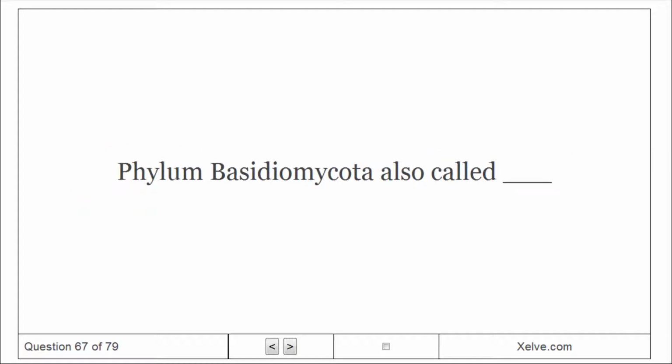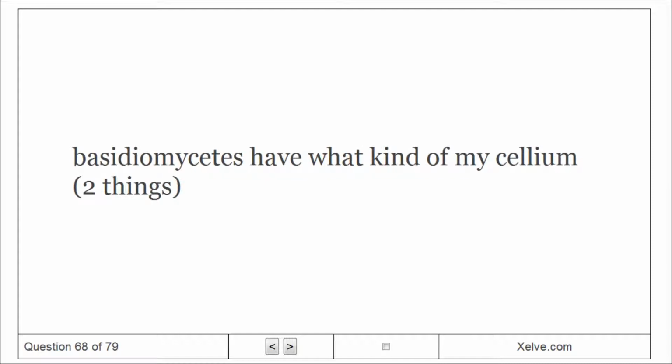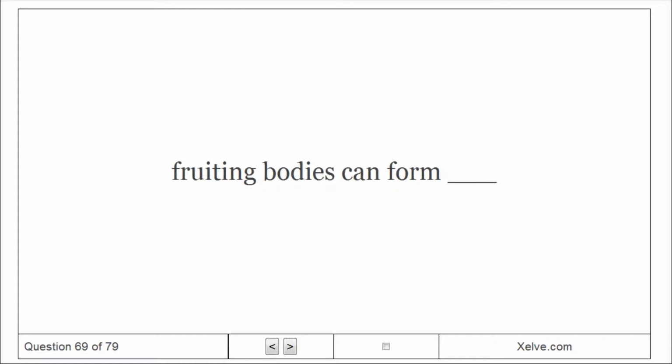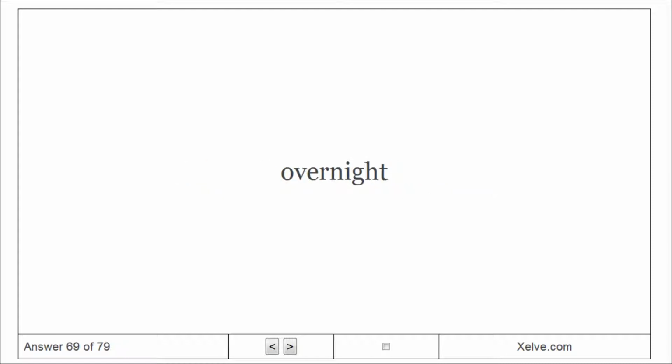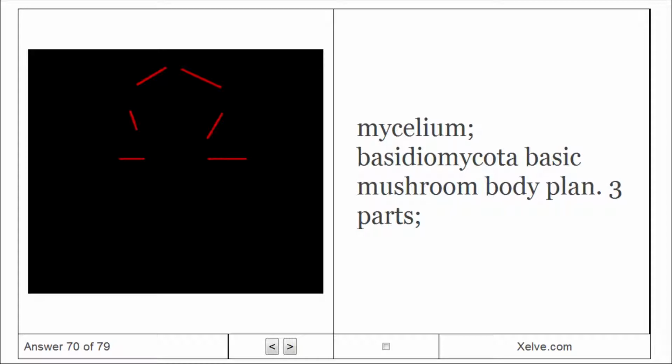Phylum Basidiomycota, also called club fungi. Basidiomycetes have what kind of mycelium? Long-lived and dikaryotic. Fruiting bodies can form overnight. What produces the fruiting bodies? Mycelium. Basidiomycota basic mushroom body plan, three parts.